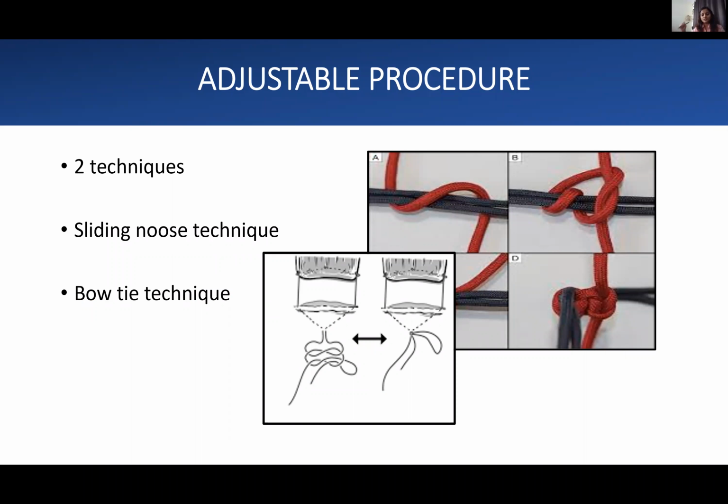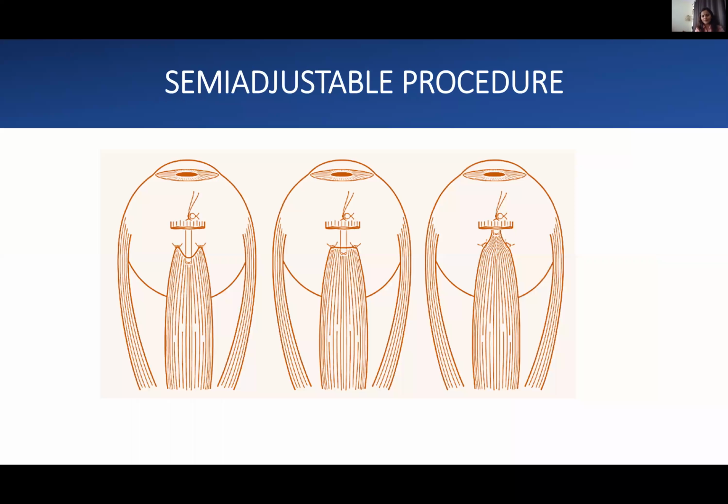Then the one end which you have not used for making a loop can be used to untie the whole knot, right? I think a lot of you would have accidentally come across that when tying a shoelace. That's nothing but the bow tie technique. This is the semi-adjustable. So adjustable, you saw, is when the entire muscle is either pushed back or pushed in front.